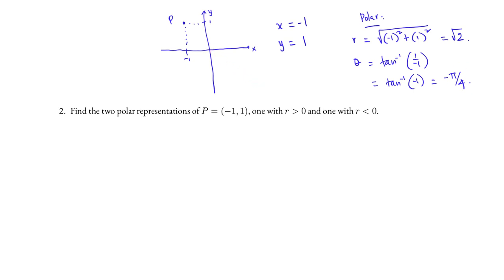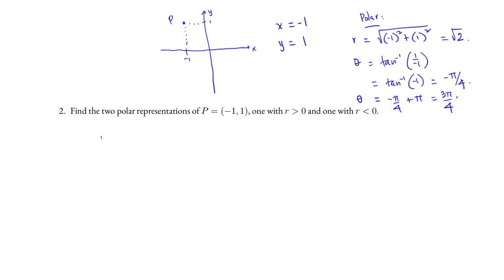Thus, to obtain the proper angle in quadrant 2, we would need to add pi to this to obtain 3pi/4, as it should be. The reason why we get -pi/4 in our computation is because tangent inverse is only defined between -pi/2 and pi/2.